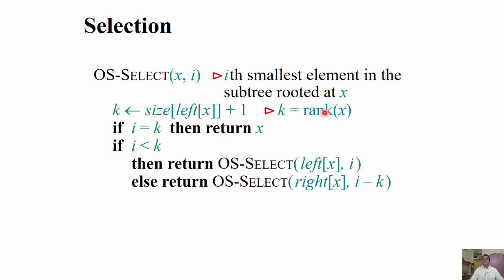Now, suppose the rank is 7 and we are looking for the 9th smallest element. Then we have to go to the right part, and we have to find the i minus k th smallest element. This we have seen in the original select algorithm. So, done. It will match somewhere here, and it will return the ith smallest element from the list.